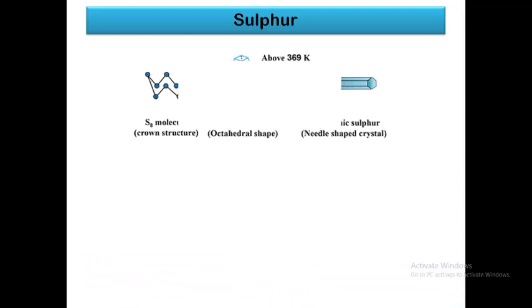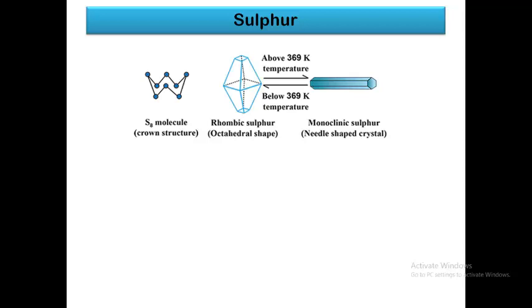Next element is sulfur. Sulfur can exist as rhombic sulfur or monoclinic sulfur. Sulfur is a polyatomic molecule with S8 molecules, and it has a crown structure. Rhombic sulfur, when heated above 369 Kelvin, gets converted into monoclinic sulfur having a needle shape.